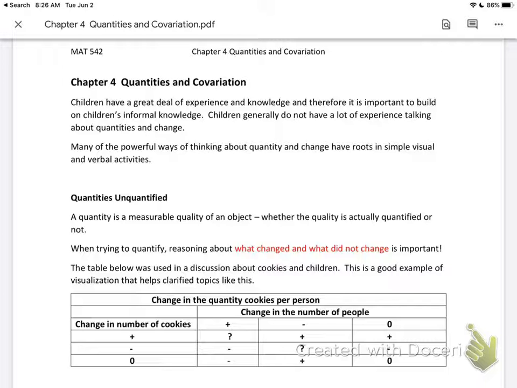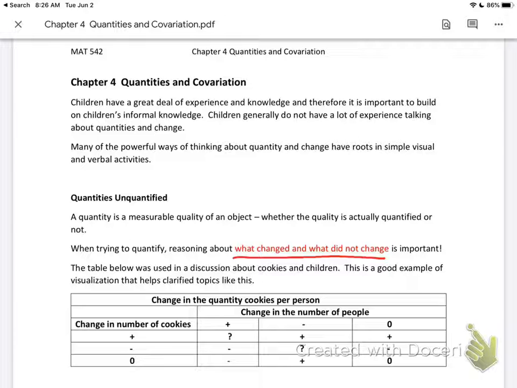Okay, quantities unquantified. A quantity is a measurable quality of an object, whether that quality is actually quantified or not. When trying to quantify and reason about quantities, and this is key, you want to reason about what changed and what did not change. That's very important. It's very important from an observational point of view. It's very important from a critical thinking point of view.